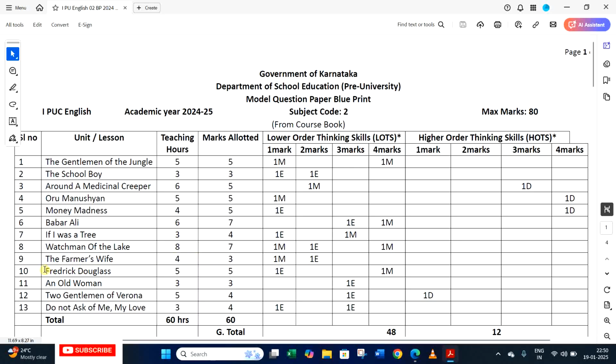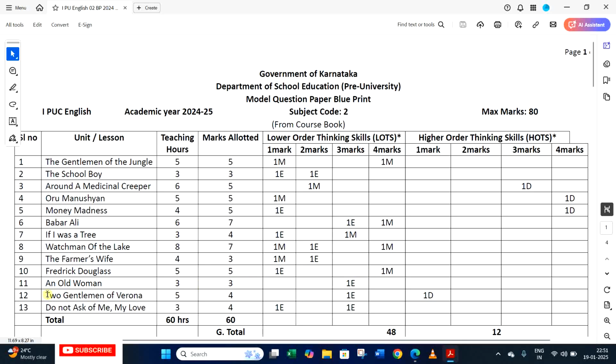The next unit that we can see over here is Frederick Douglass, an American Slave, and marks given for this unit are 5. So 5 marks are given to sum total. In lower order thinking skills, 1 mark 1 question, and in the same unit 4 mark 1 question, to sum total 5 marks. Let us go towards the next unit, that is number 11, An Old Woman. 3 marks are given to this unit and there is only 1 question asked, 3 mark 1 question, as per this blueprint.